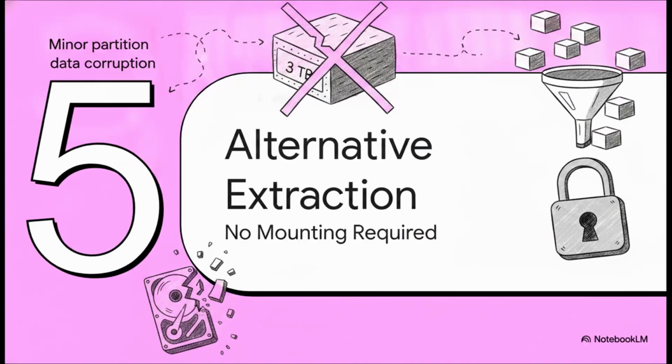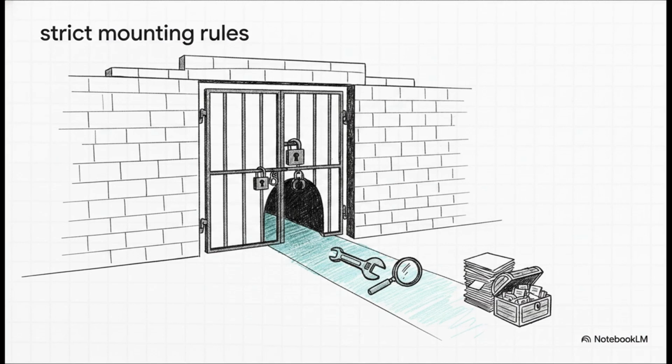But what if you don't even want to mount it? Section 5, Alternative Extraction Methods. No mounting required. You actually don't have to mount the file system at all to rescue your data. You can leverage powerful Linux developer debugging tools like debugfs or the e2fsprogs suite. These tools are incredible because they read the raw ext4 structures directly from the disk image, completely bypassing the kernel's stubborn mounting rules. Honestly, this is highly recommended if you suspect the partition table might have taken a little damage when the NAS originally failed.